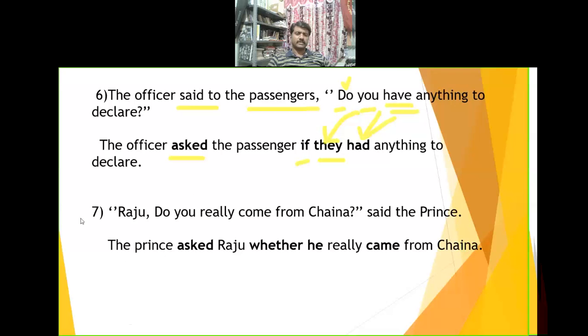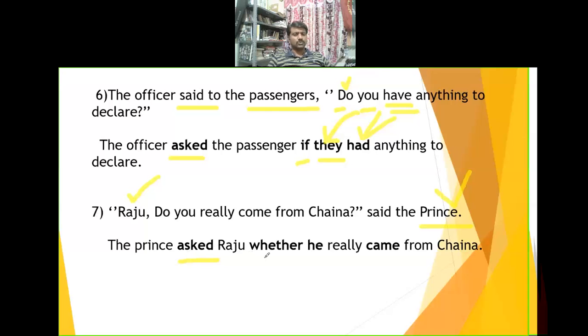One more question, a very interesting example, is the last example for this yes or no questions. Raju, do you really come from China? Said the prince. So here the speaker is the prince and he is speaking to Raju, isn't it? Raju is the listener. So here the prince asked Raju. You have to put it. So you have to take it out of that inverted comma.